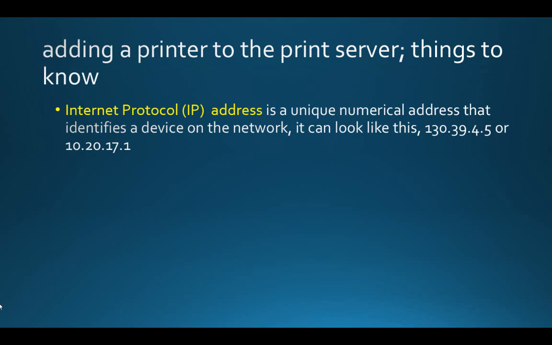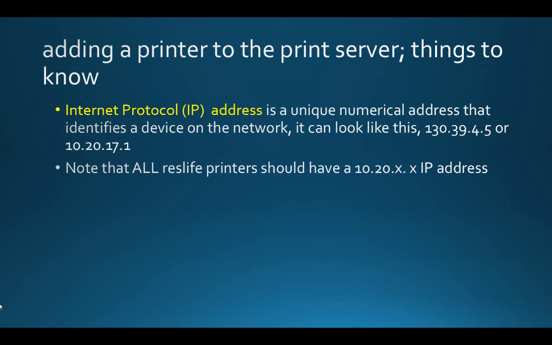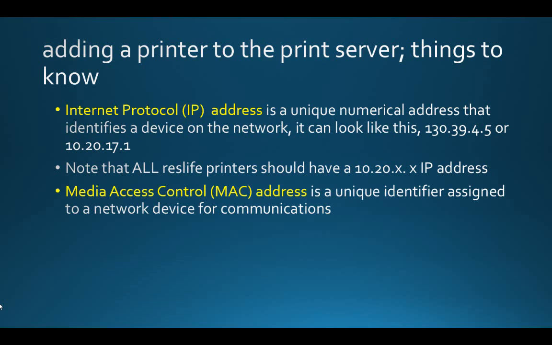In this section, we're going to talk about adding a printer to the print server, things you need to know. IP address, or IP, is a unique numerical address that identifies a device on the network. It can look like this, 130.39.4.5, or it can be 10.20.17.1. Note that all Reslife printers should have a 10.20.x.x, where x is a representation of numbers.